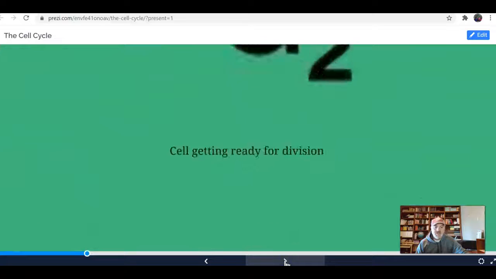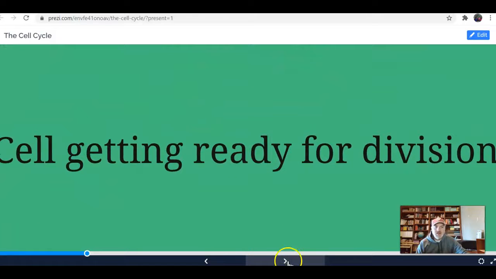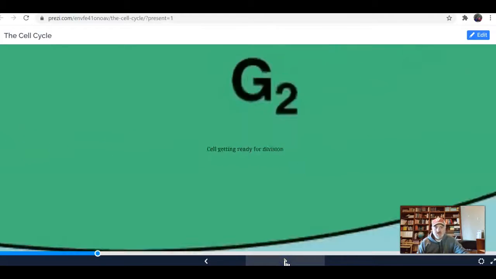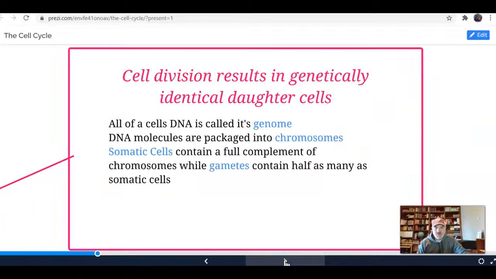Then the last phase of interphase is simply G2, and that is when the cell is getting ready for division. Some checkpoints are examined to make sure that everything's ready, all the chromosomes have replicated, and everything's good to go for cell division. Before we get to mitosis, let's talk about this real quick. Cell division by mitosis is going to result in genetically identical daughter cells.